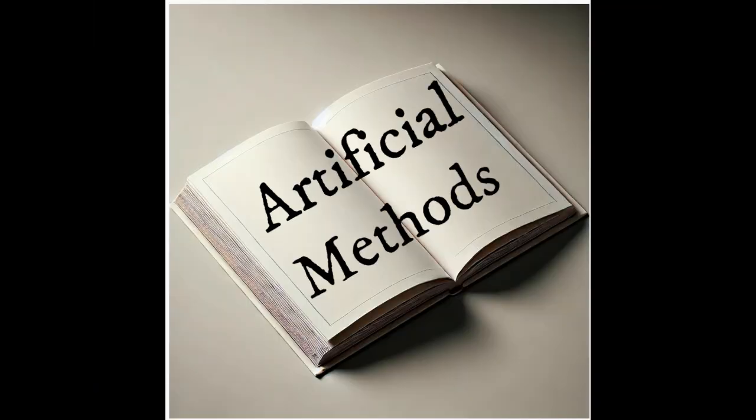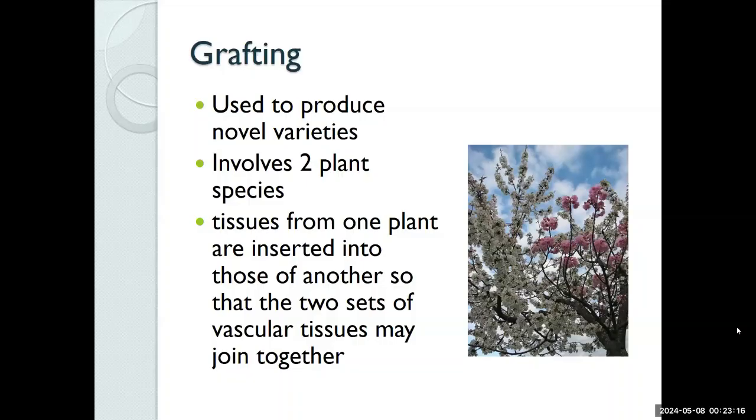In place of pollination, what are some methods humans employ to artificially propagate plants? One of the things we can do is called grafting. It's used to produce novel varieties, novel meaning new, to encourage sexual reproduction between plants and the sharing and genetic recombination of their traits. Grafting usually involves two plant species. They're going to be closely related. And the idea here is a branch from one plant is inserted into a tree of another closely related species.